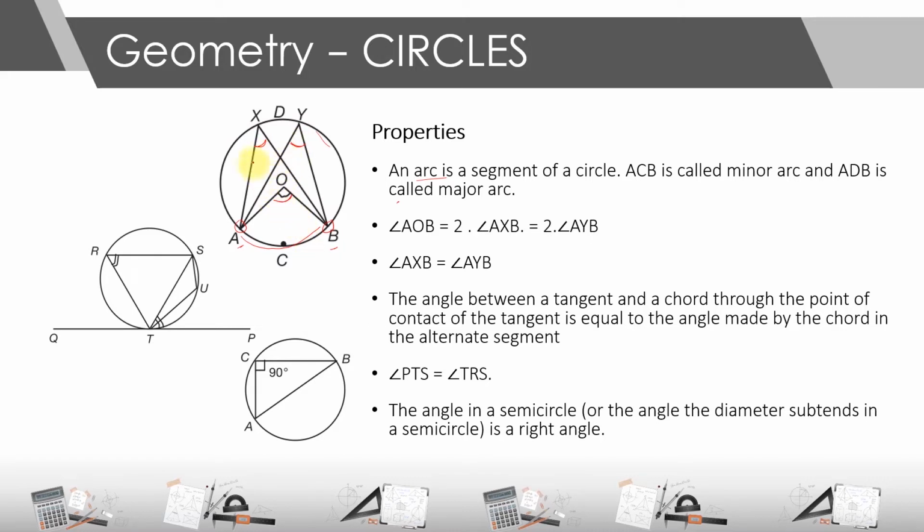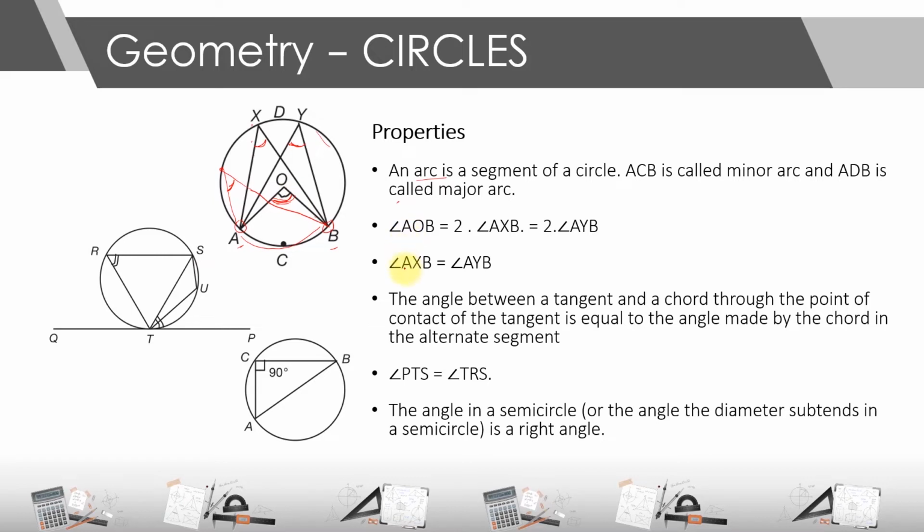Now the first property is that angle AXB is going to be half of angle AOB. That is, angle AOB is equal to twice angle AXB. Similarly, angle AOB is going to be twice angle AYB. In other words, if you have 2 points on a circle, the angle made by those 2 points at the center is going to be twice the angle made by those 2 points on any point on the circumference of that circle. So even if you take any other point on the circumference of the circle, that point will also have an angle which is half of the angle made on the center.